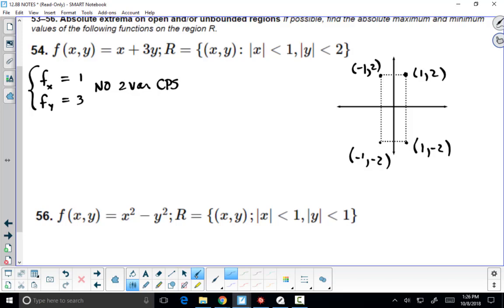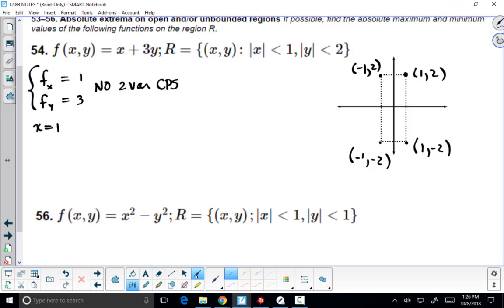That's true. All right, so there are no 2 variable critical points. That means the absolute max and the absolute min have to occur somewhere on this boundary. So we have 4 boundary curves. We have to test those 4 boundary curves for 1 variable critical points. And then we have to test the boundaries of those 1 variable functions. So those 4 vertices that we see, those are boundary points for the 1 variable functions on each of the edges.